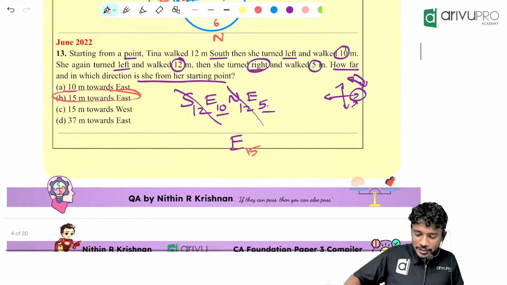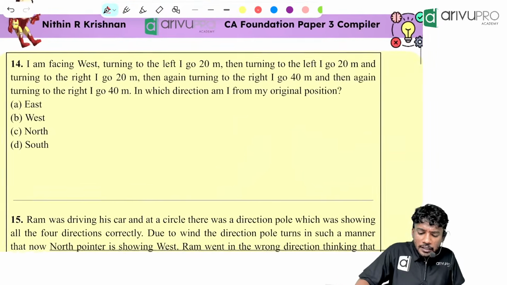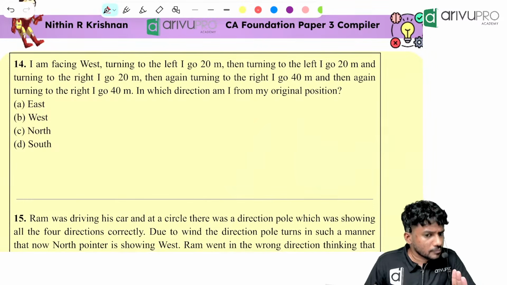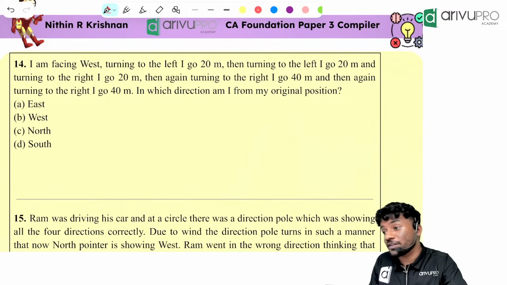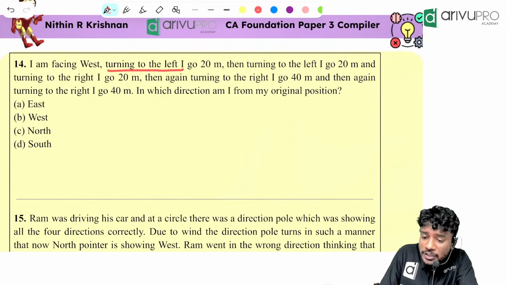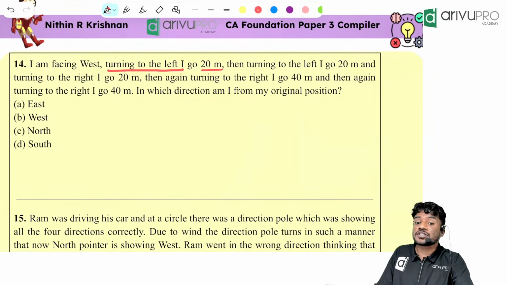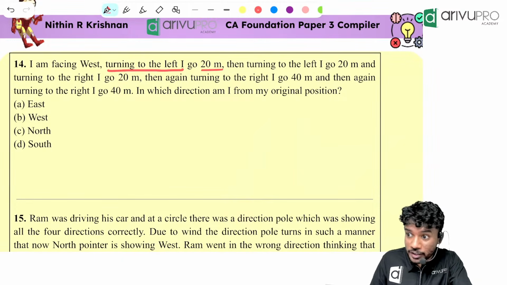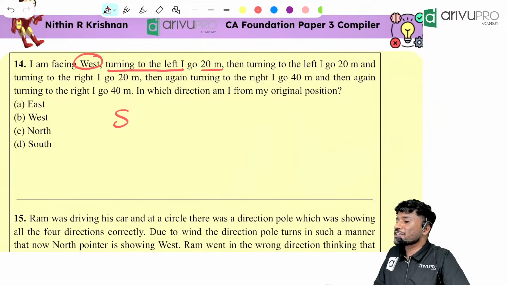Fine. Perfect. Then people, going to the next question from June. I am facing west. Okay. Initial direction is given to be what, people? Initial direction is given to be west. Okay. But what is said? Turning to the left, I go 20 meter. Which direction am I turning? Left direction. So initial direction is what? Left of west is what, people? South is my initial direction.